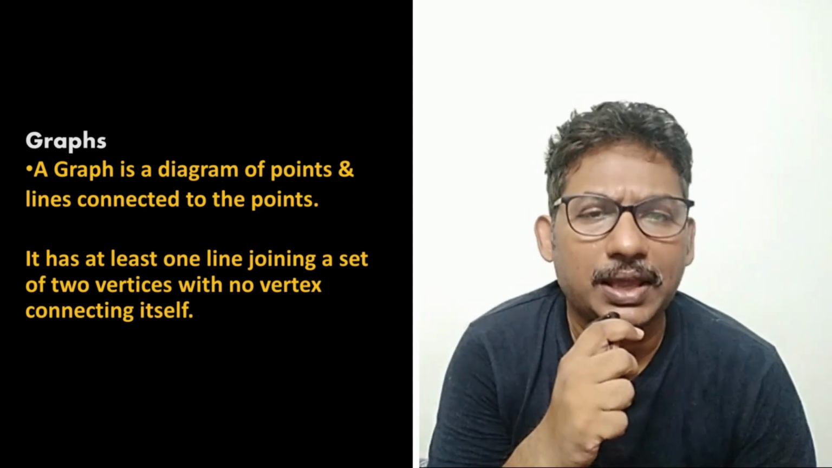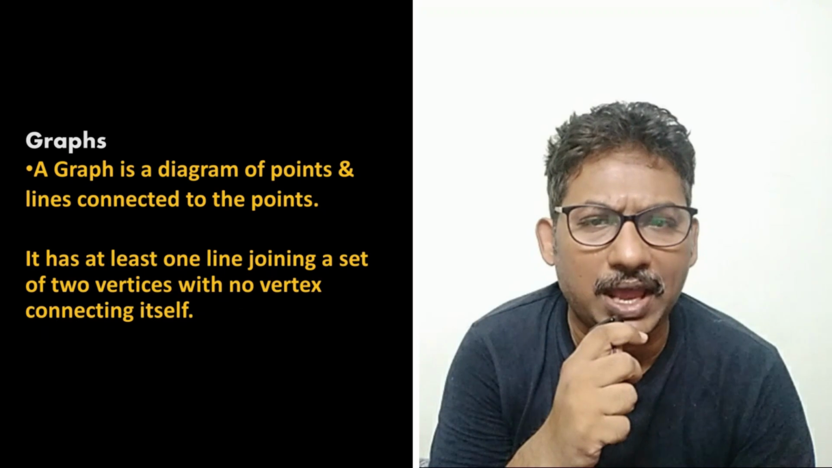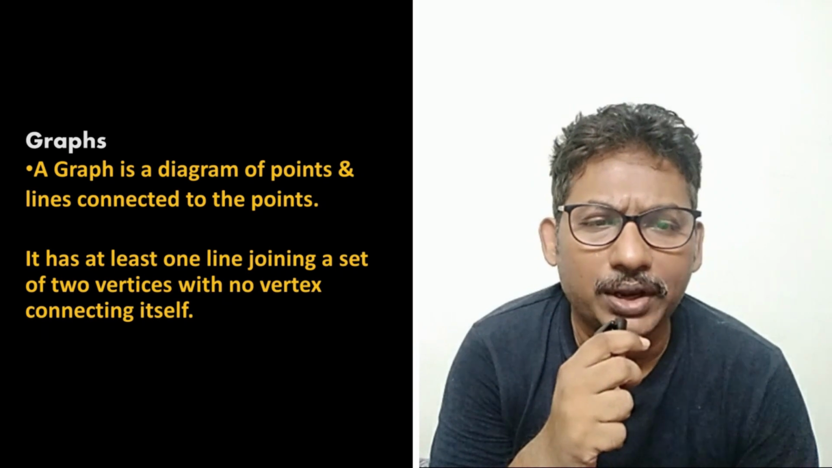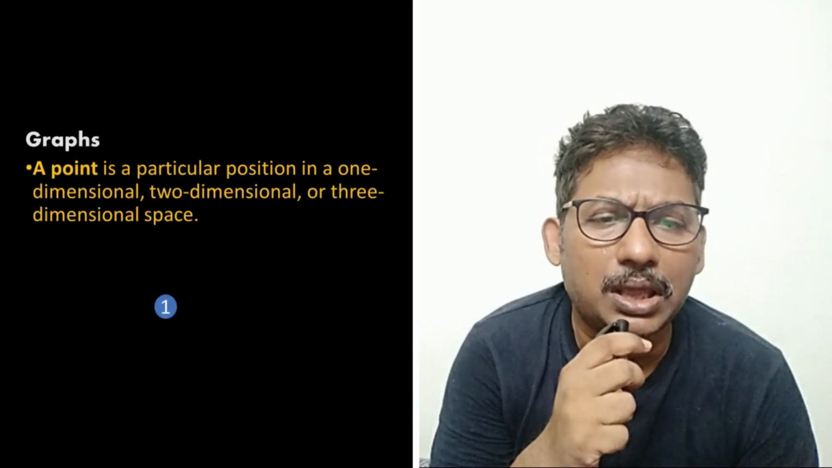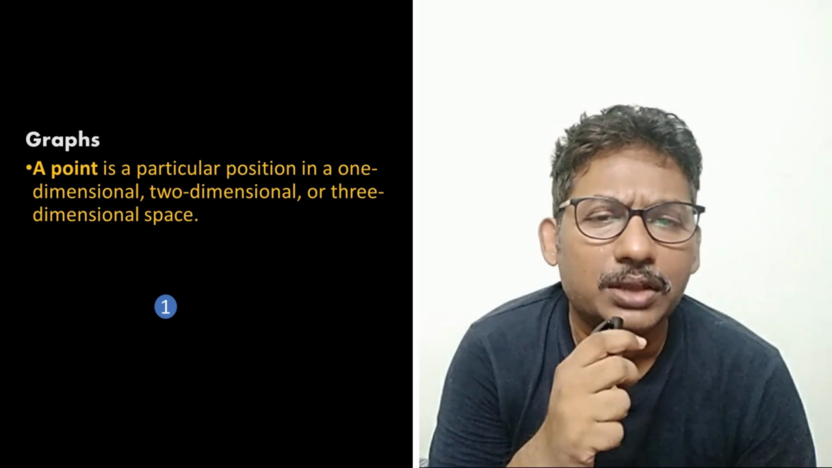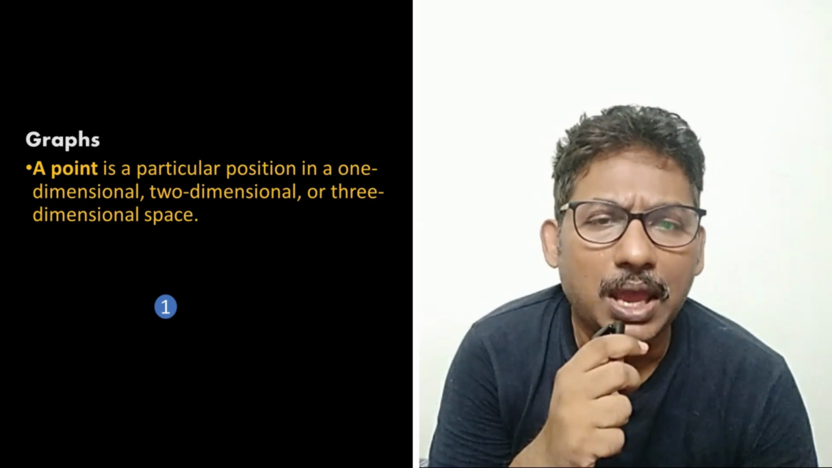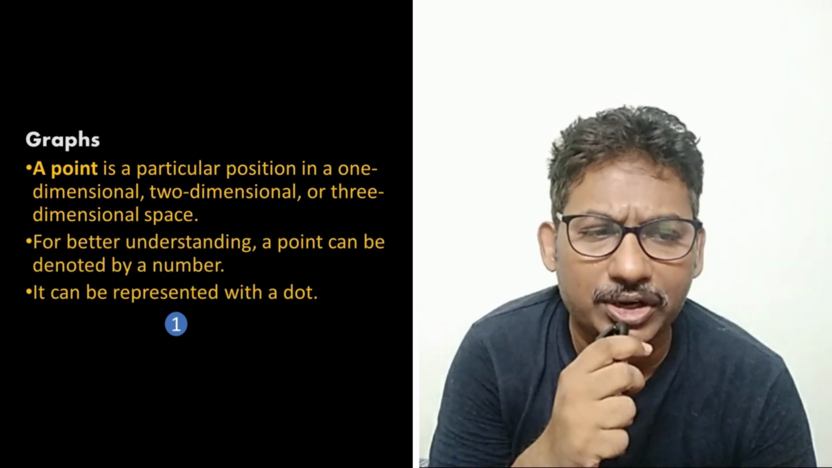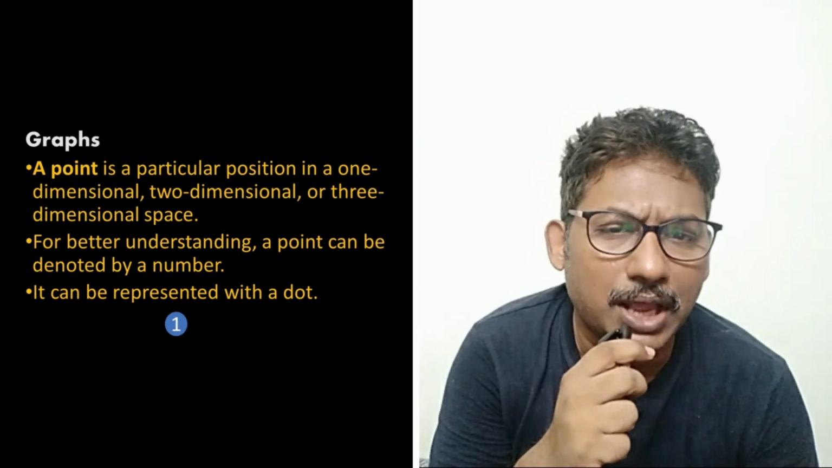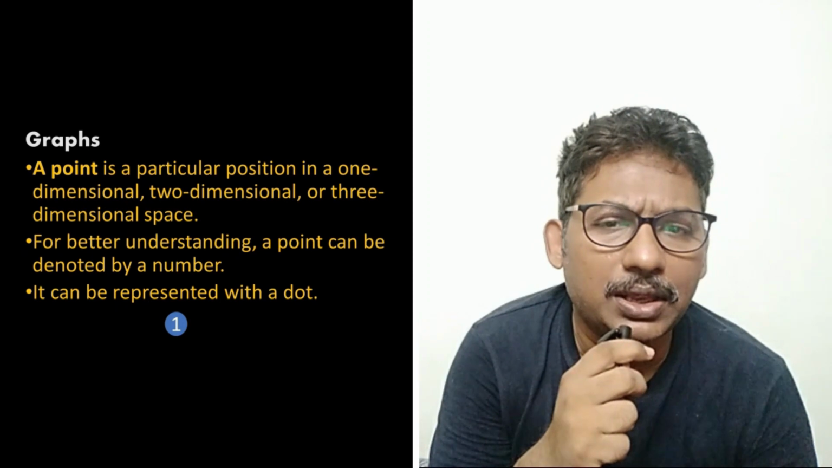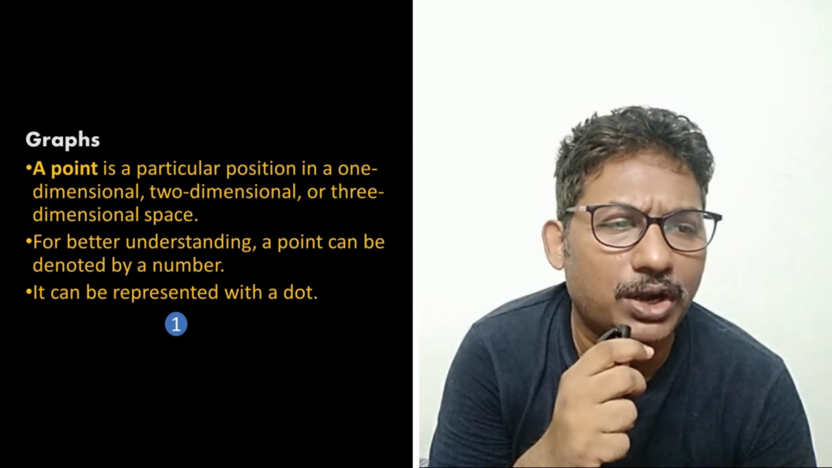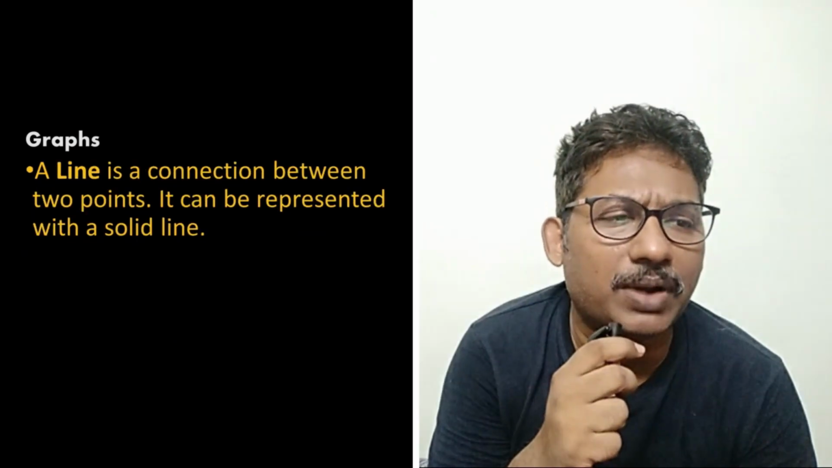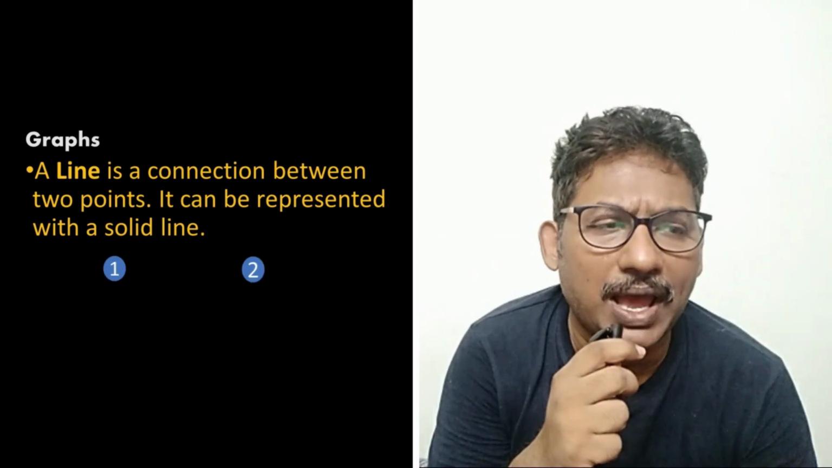So graphs. A graph is a diagram of points and lines connected to the points. It has at least one line joining a set of two vertices with no vertex self-connecting. A point is a particular position in one dimensional, two dimensional or three dimensional geometrical space. For a better understanding, a point can be denoted by a number and it can be represented by a dot. So a dot is nothing but a point, and this point will have a number.